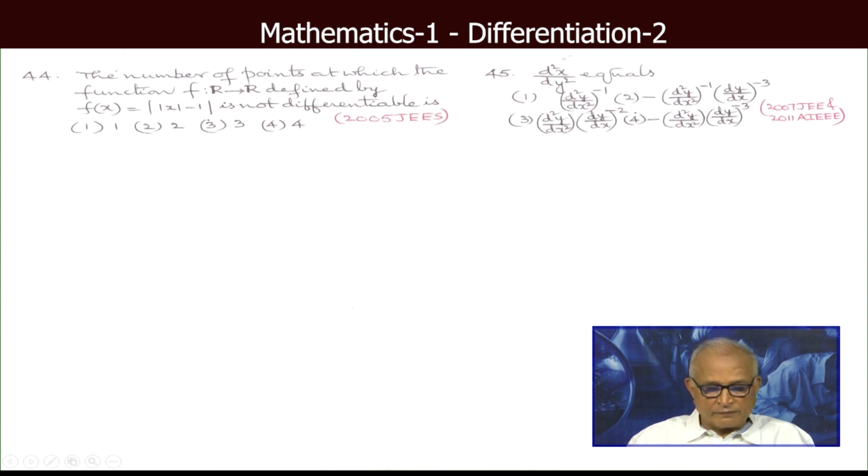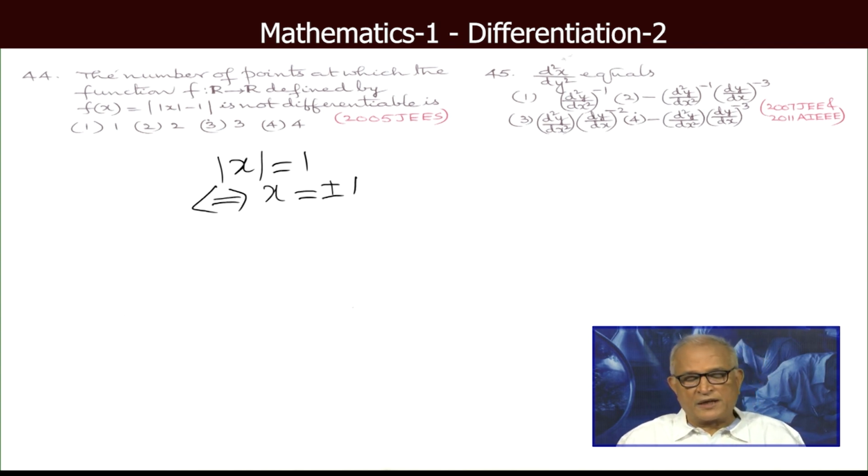Next, the number of points at which the function f from R to R defined by f(x) equal to mod of mod x minus 1 is not differentiable. First of all, mod x అనగానే, mod f(x) అనగానే f(x) 0 అయిన పాయింట్ డిఫరెన్షియబుల్ కాదు. mod x equal to 1 ఎక్కడవుతుంది, ఎప్పుడవుతుంది? If and only if x equal to plus or minus 1.